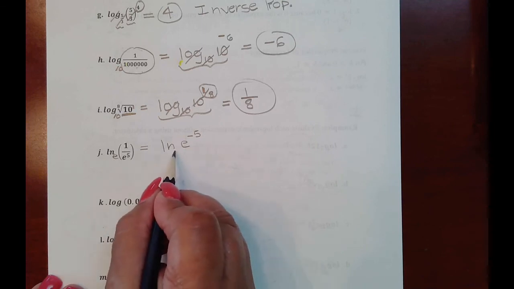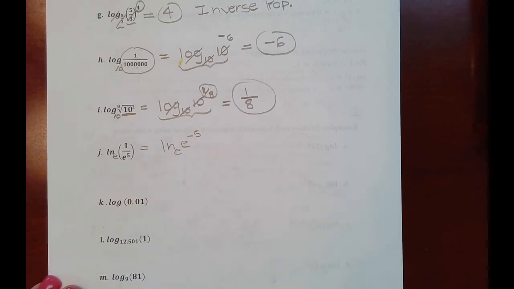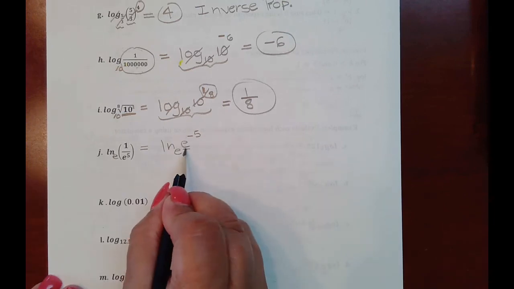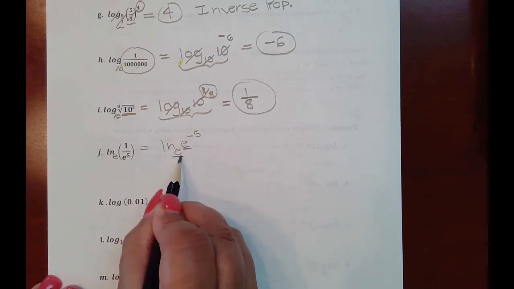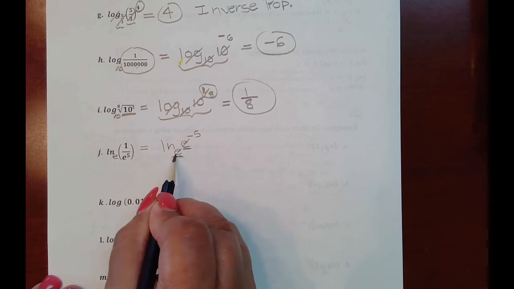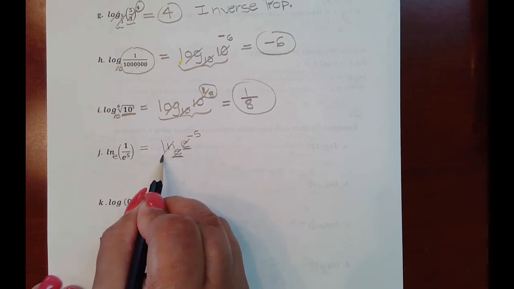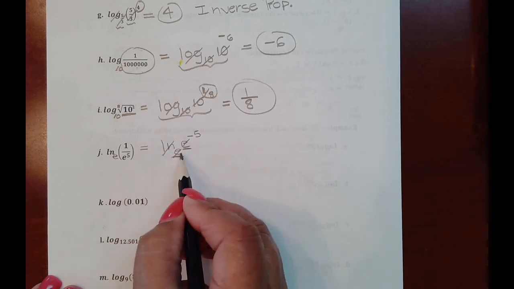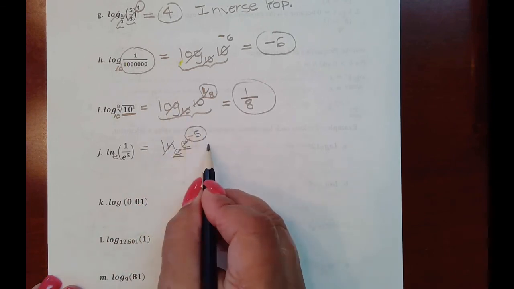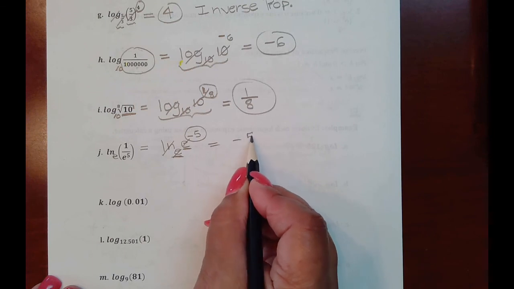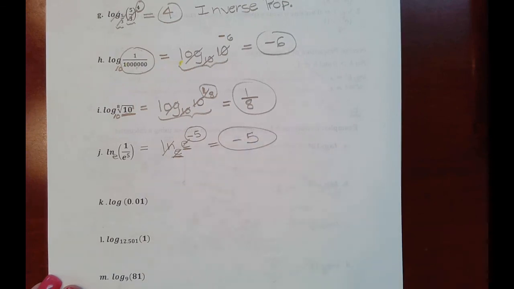The base on the log was e, and now this is a perfect fit for the inverse property, where the argument matches the base of the log, and because they match, that inverse property applies, taking the log with it, regardless of whether it's log or ln. And what's in the exponential position is what it simplifies to.